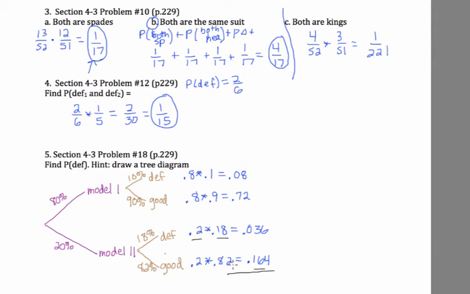If I add all these numbers, I should get 1. This is 100% of the options that could happen. So they want the probability that if I just pick one thing that it's going to be defective. Well, where are the defective ones? Here and here. 0.08, Model 1 defective. 0.036, Model 2 defective. So when you add that up, you get 0.116 altogether of being defective.